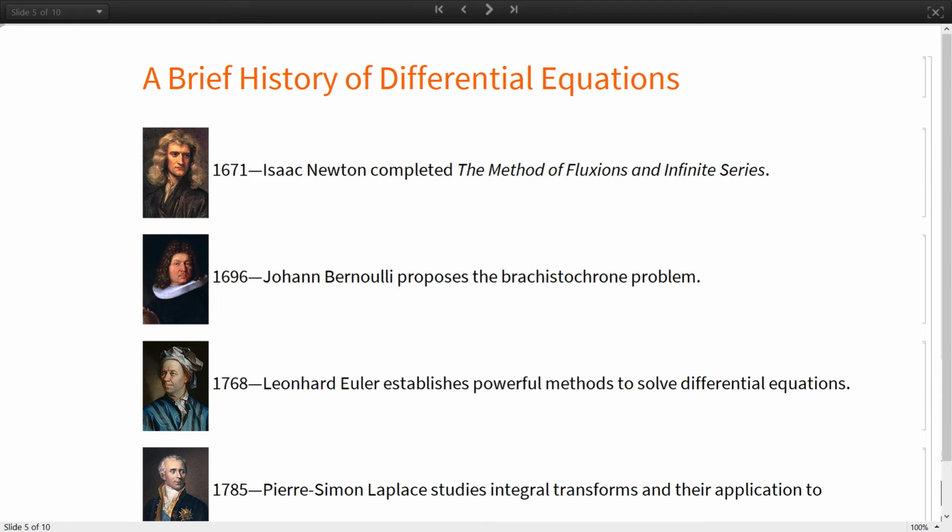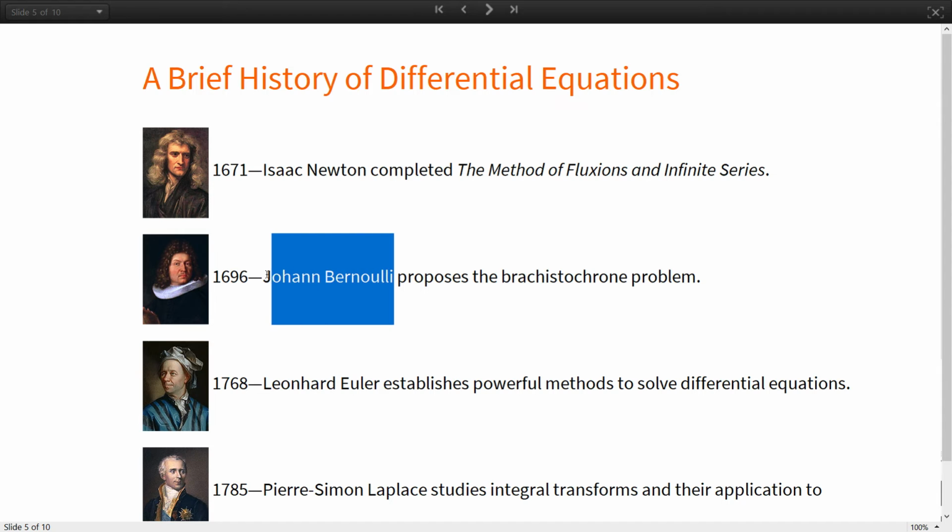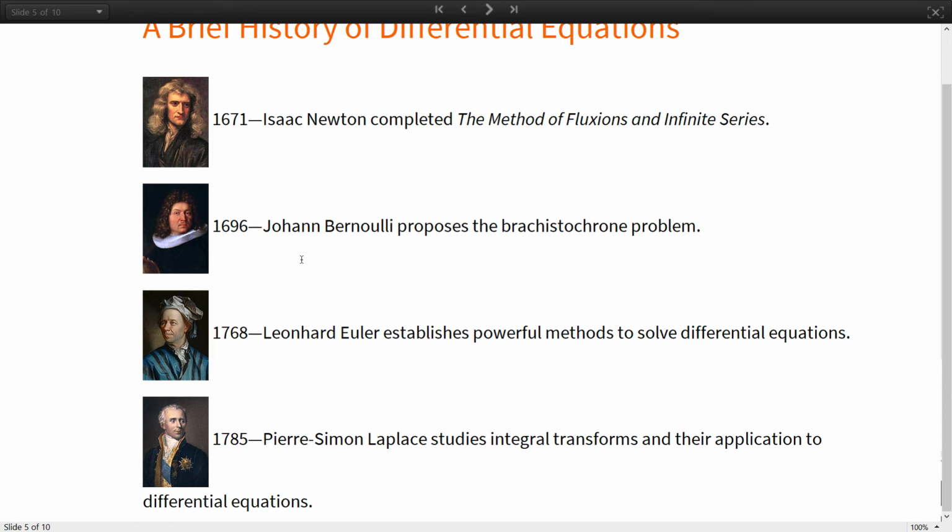Many of the great mathematicians of the past few centuries have contributed to the theory of differential equations. In the 17th century, Newton completed his book, The Method of Fluxions and Infinite Series, where the word fluxion was Newton's term for the derivative. Towards the end of the 17th century, Bernoulli proposed the brachistochrone problem. This problem involves finding the path a bead will take to move between two points under the influence of gravity in the least amount of time. Newton used the recently developed theory of calculus to solve the problem.